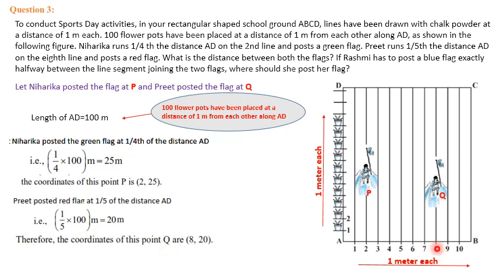She is running in the 8th track, that is, x value is 8. And she posted along AD after 20 meters. So along AD, this is the length, that is the y-axis value. Y-axis value we have got as 20 meter. So the coordinates of Q are (8, 20).